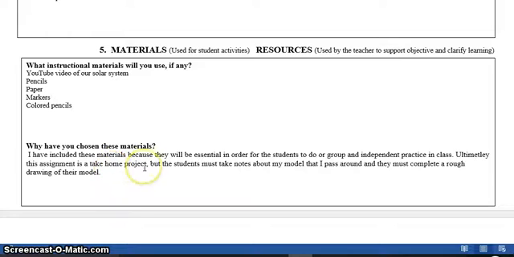I've included these materials because they will be essential in order for students to do the group and independent practice in class. Ultimately, this assignment is a take-home project, but the students must take notes about my model, and I will pass it around and complete a rough drawing of their model.